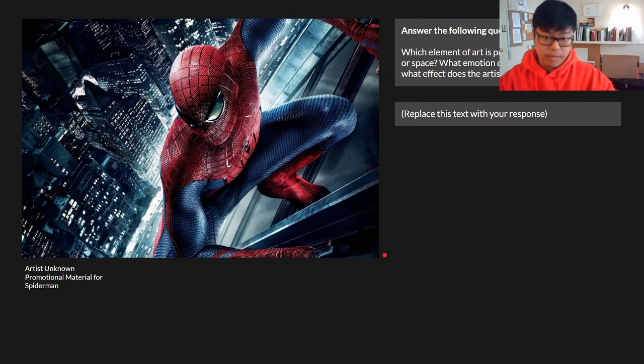And hopefully, after this lesson, they'll be able to answer the same question for this image. Very different. And between line or space, the primary element of art used here is for sure space. This is almost like a fisheye, slightly distorted three-point perspectival view, right? And the effect the artist is creating with this element is a sense of vertigo, right? That might be used to highlight how high Spider-Man is, right? That kind of reinforces the heroic nature and the heroic spotlight that's being put on this character. So those are the types of responses that I'd be looking for with this graphic organizer.